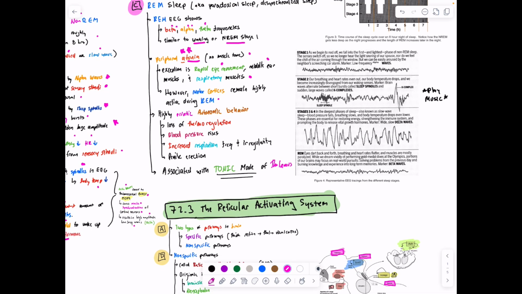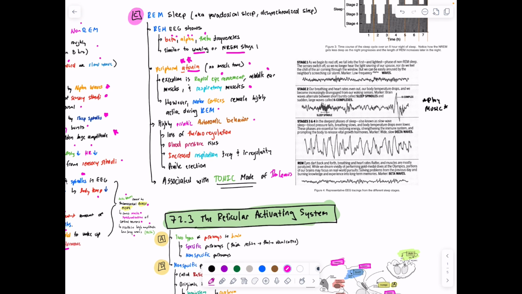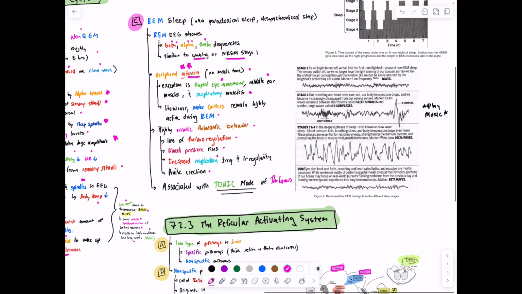All right, so then also during REM sleep, you have highly erratic autonomic behavior, loss of thermoregulation, blood pressure rises, increased breathing frequency and regularity, and then if you're a male, you could have a penile erection. This is associated with the tonic mode of the thalamus, just like being awake is associated with the tonic mode of the thalamus.